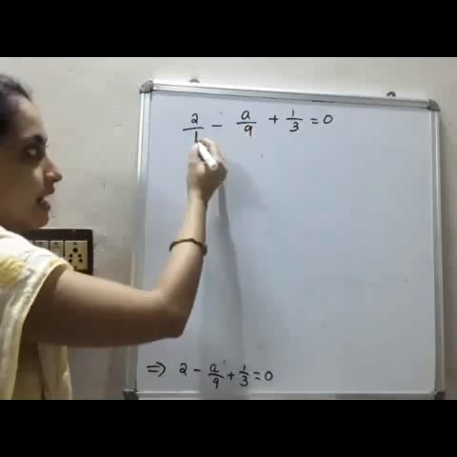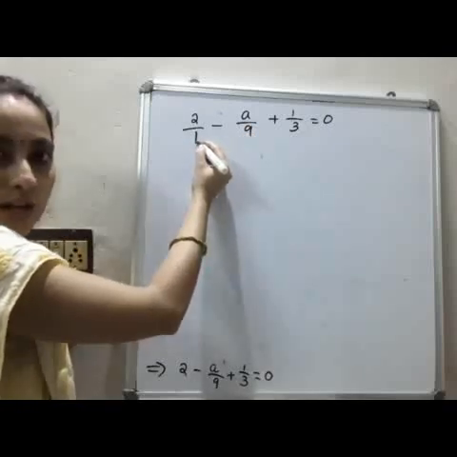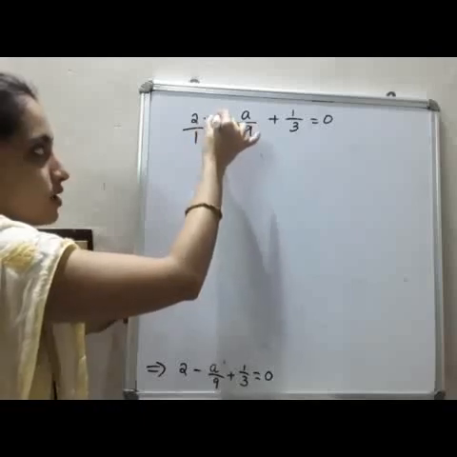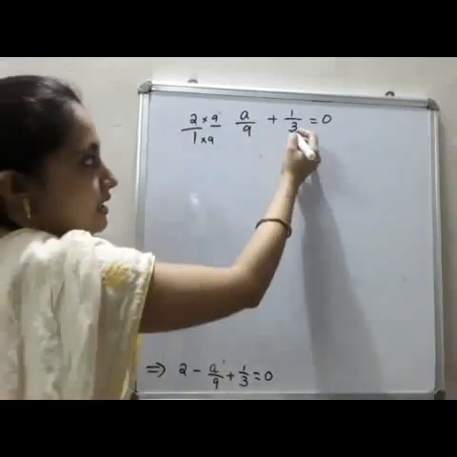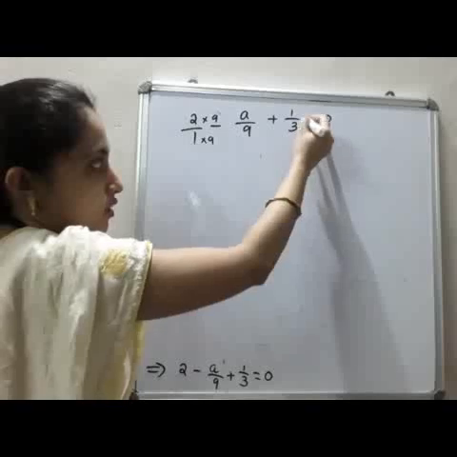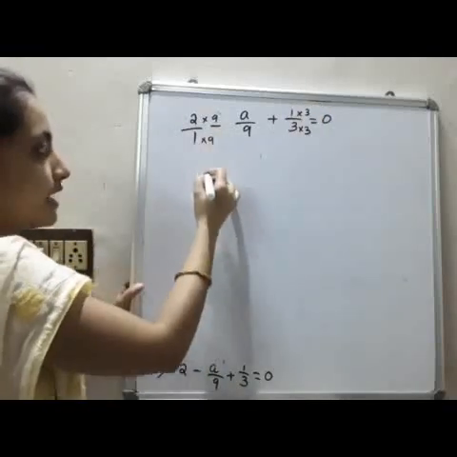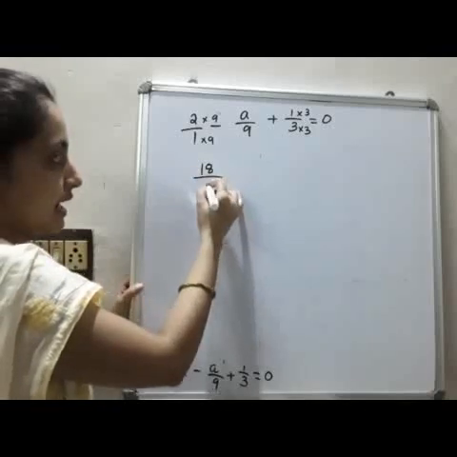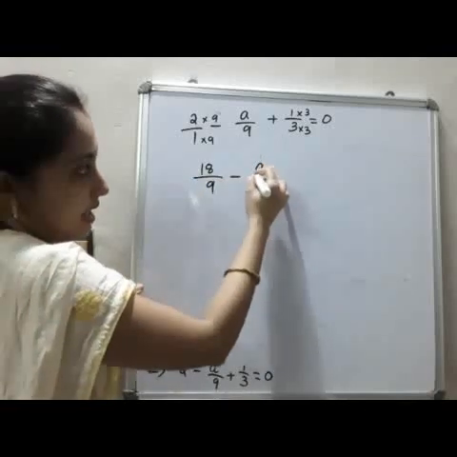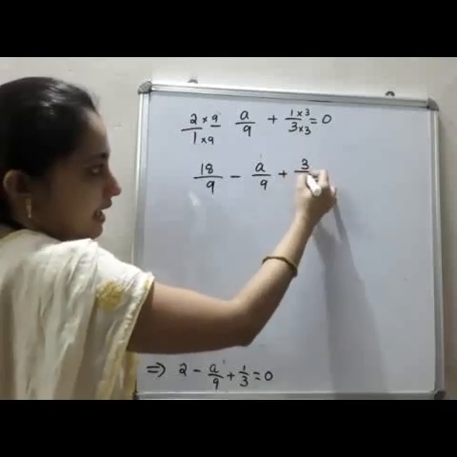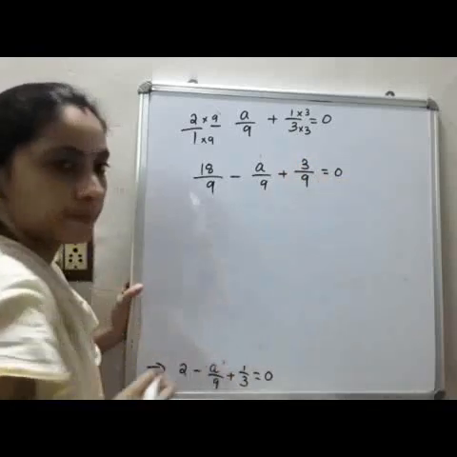Okay, here it is 9. So how to make this 9? You have to multiply by 9, numerator also into 9. Okay. Here 3, so you have to multiply it by 3, numerator also into 3. Clear? Yes. Then 2 into 9 is what? 18. 18 by 9 minus a by 9 plus 3 by 9 is equal to 0.